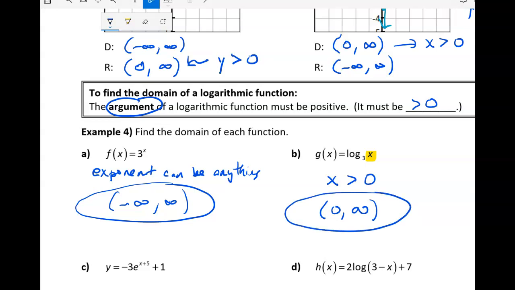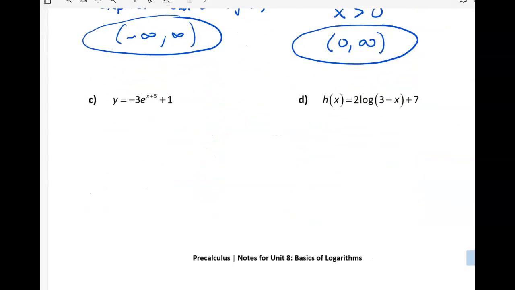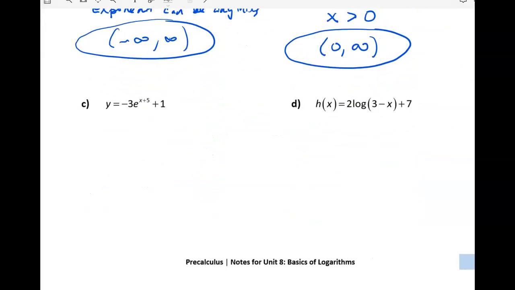All right, let's take a look at C. C is another exponential function, and so in C, you see that x plus 5 is in the exponent, so that exponent can be anything that it wants to be, so that means x can be anything that it wants to be. So our domain is again the interval from -infinity to infinity.